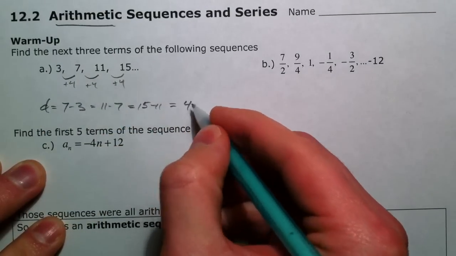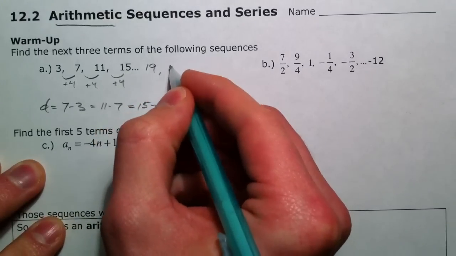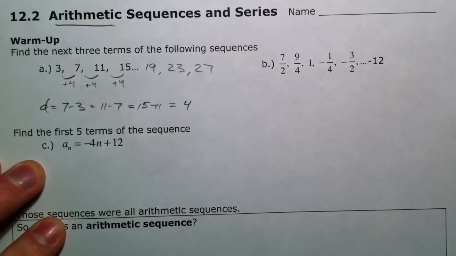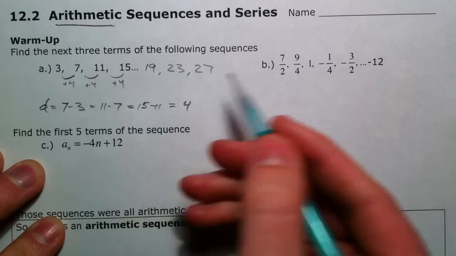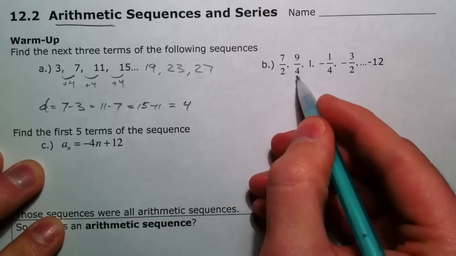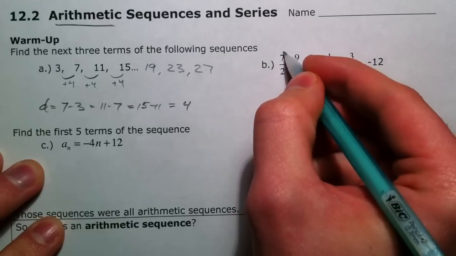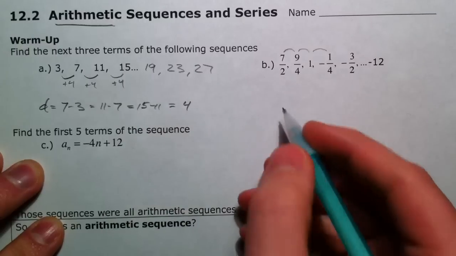And so that's 4. And so we can keep adding 4, so that's 19, 23, 27. So on a sequence like that, it's pretty quick. But on one like this, it's a little bit harder to tell what's being added every time. What's being added from here to here, because this is also what we call an arithmetic sequence.